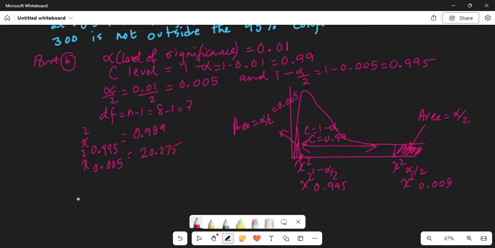So again, the formula for the 99% confidence interval for the standard deviation is under square root n minus 1 times s square divided by chi-square 0.005, less than sigma, less than n minus 1 times s square divided by chi-square 0.995.